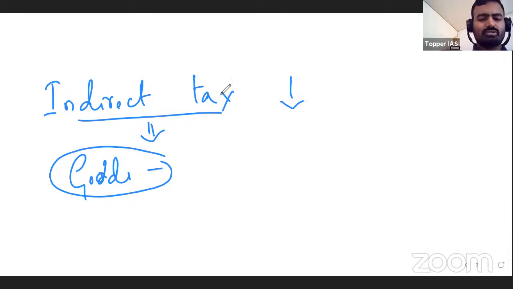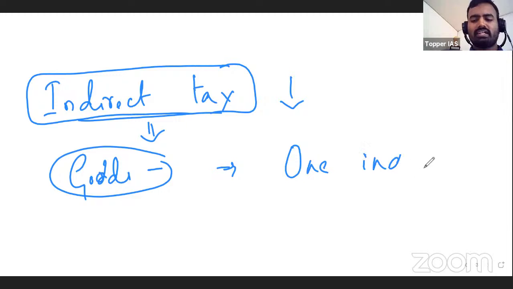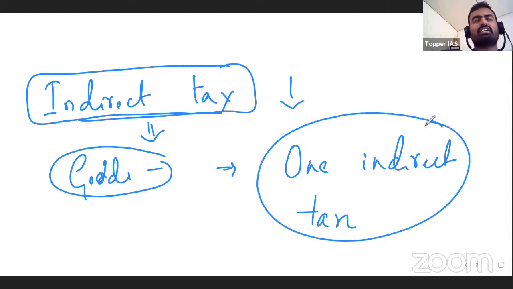So indirect tax, and I said goods and service tax is an indirect tax. If you have heard the term one nation, one ration card, have you heard that? This was a line taken earlier from one nation, one tax. Okay. So GST is based on the theme of one nation, one tax. So one indirect tax for the entire economy. One nation, one tax, for entire goods and services.